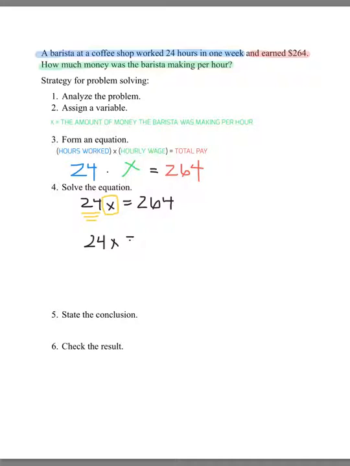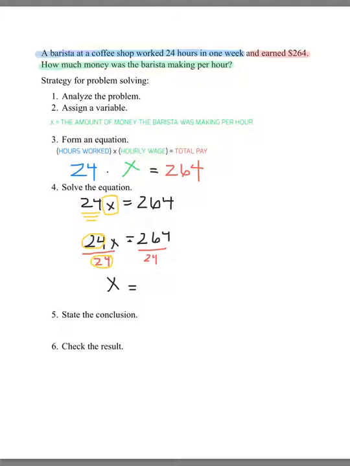So go ahead and write out the original equation. And then again, we're going to divide both sides by 24 in order to eliminate that multiplication of 24. There we go. So on the left-hand side we're going to have 24 divided by 24, which is going to be equal to 1. So ideally we have a 1x on the left, but that's simply the same thing as just x. And now on the right-hand side, we're going to have 264 divided by 24.